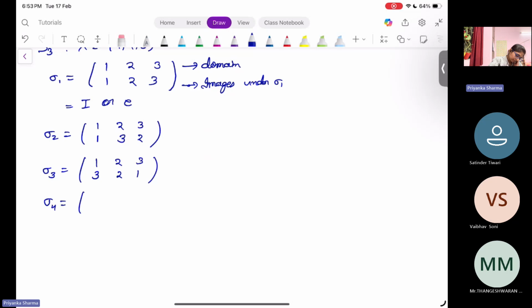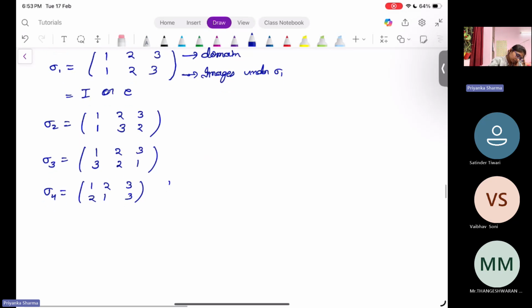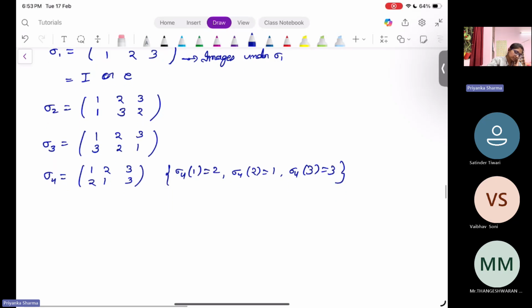And sigma 4, it can be to fix 3 and this will be this. So this is actually sigma 4 of 1 is 2, sigma 4 of 2 is 1 and sigma 4 of 3 is 3. This is the meaning.